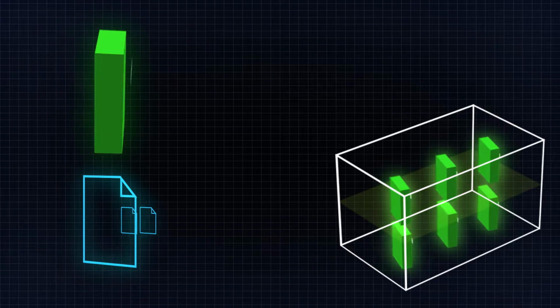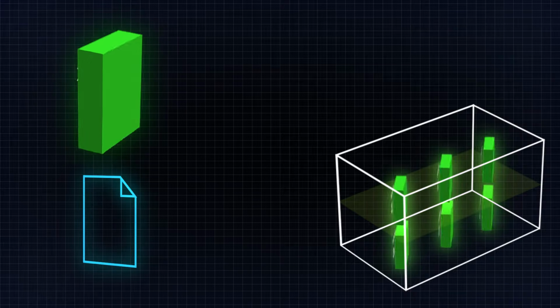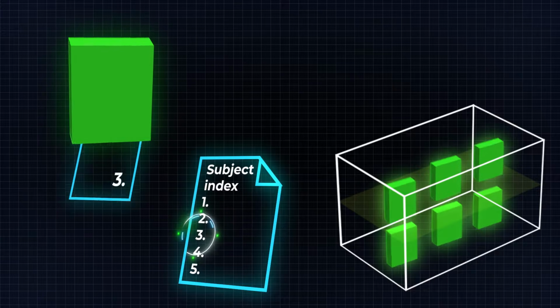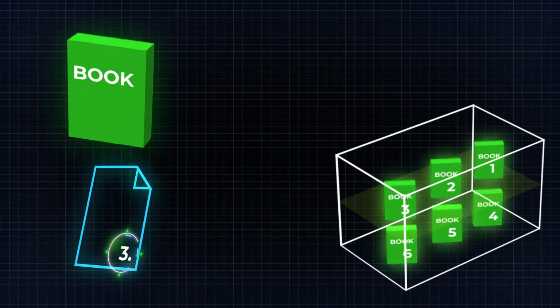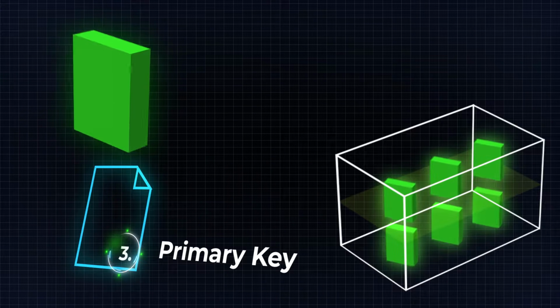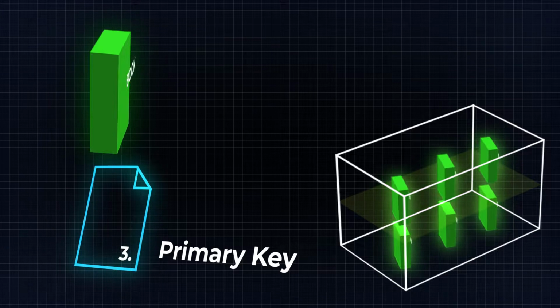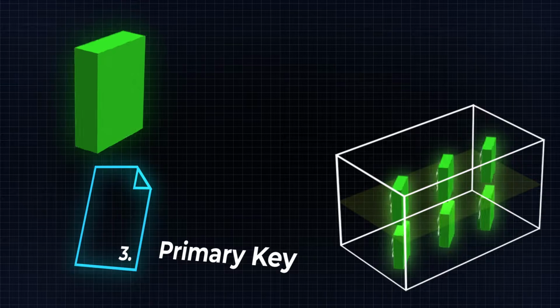So when you need to find something in a book, how do you do it? You go to the subject index to find out the page number, and then you look for the corresponding page in the book. The primary key is the page number in our example. It allows you to find or unambiguously identify a specific record in a database.